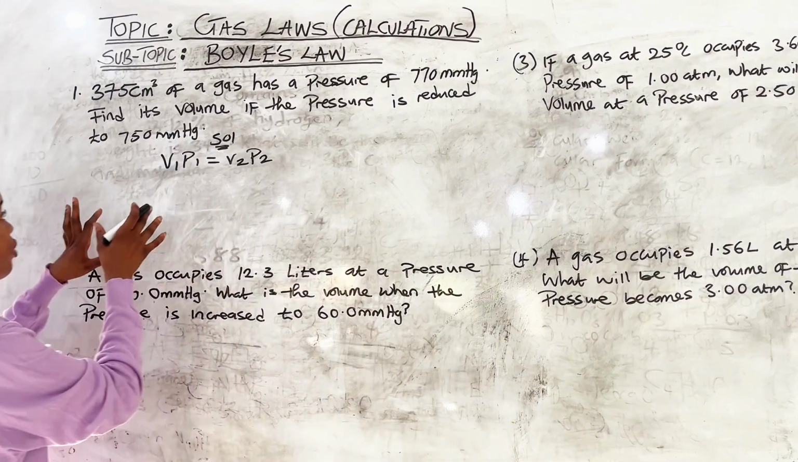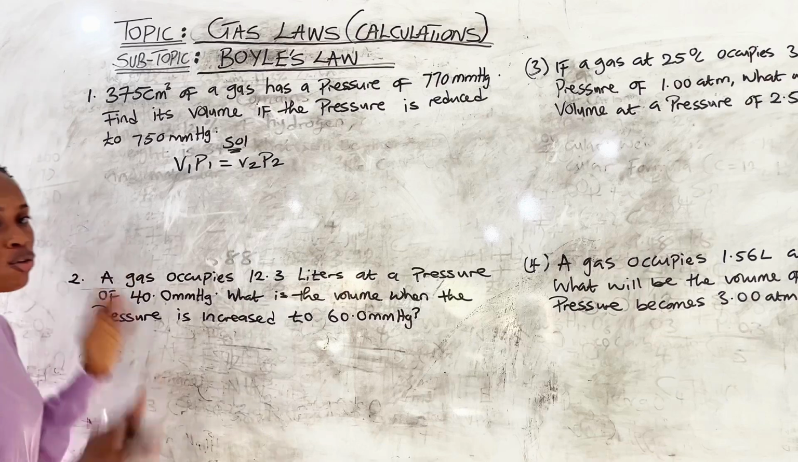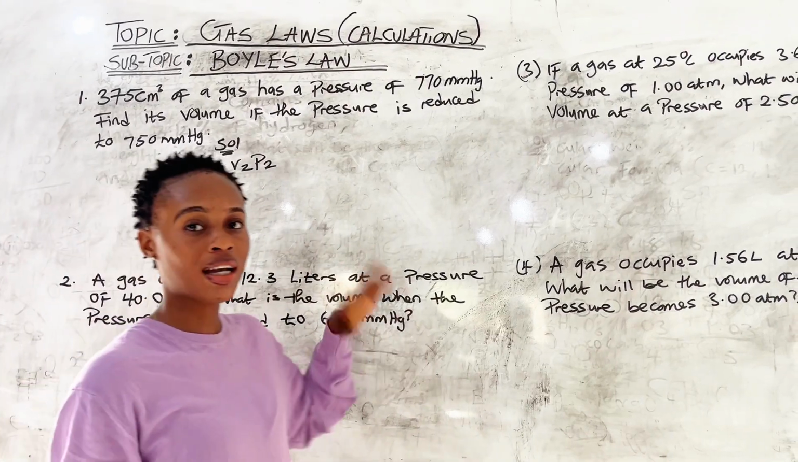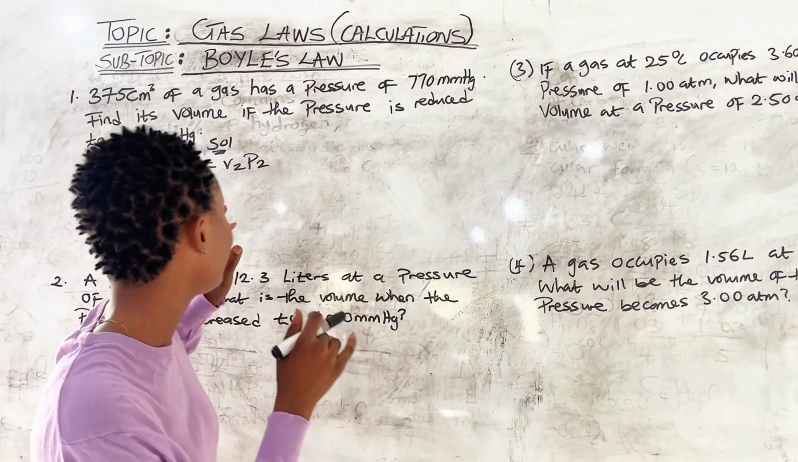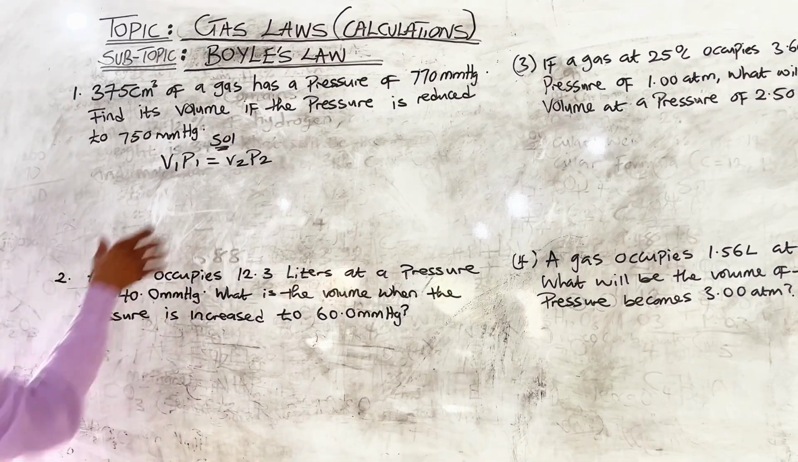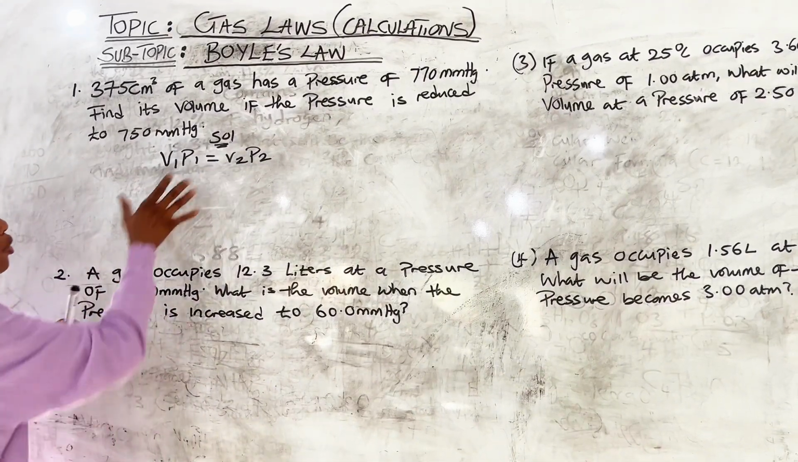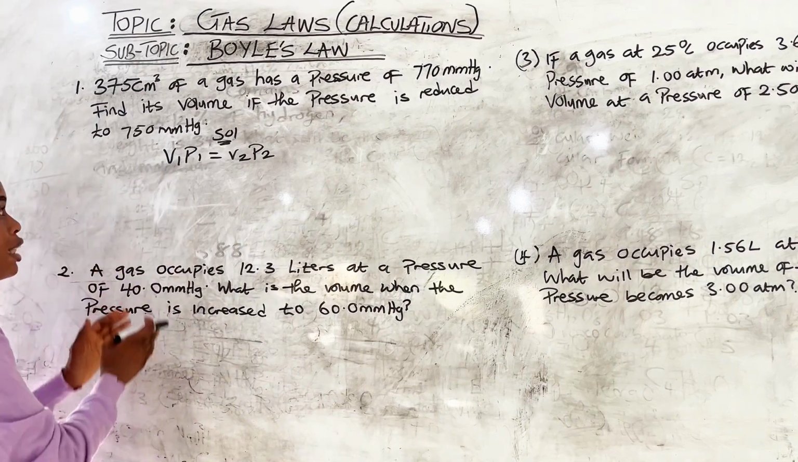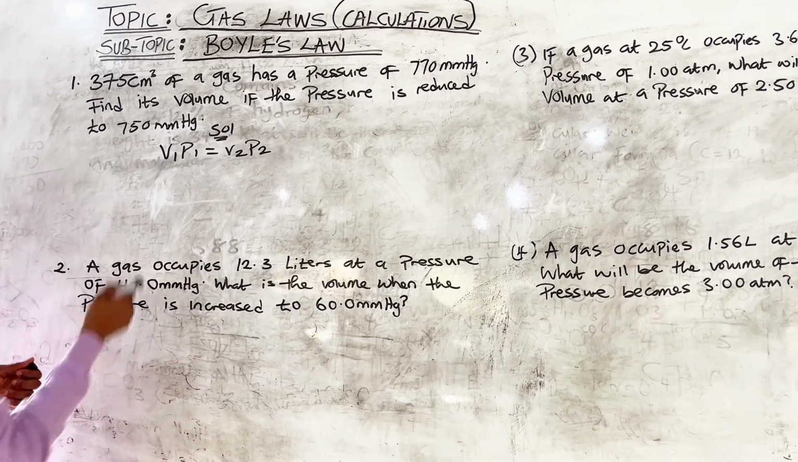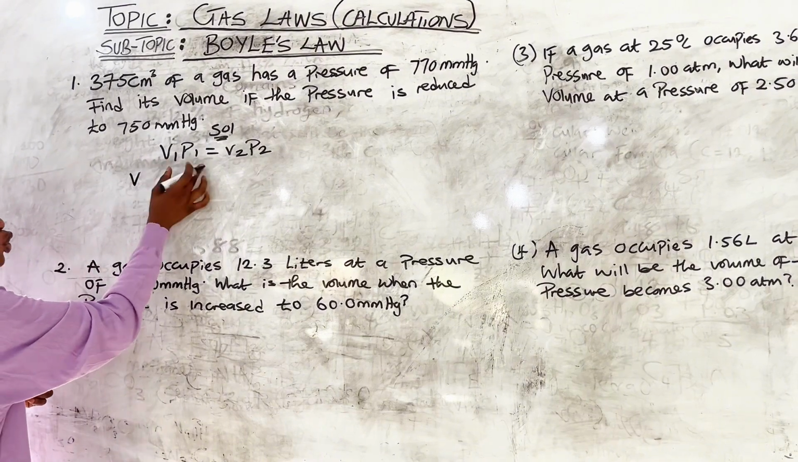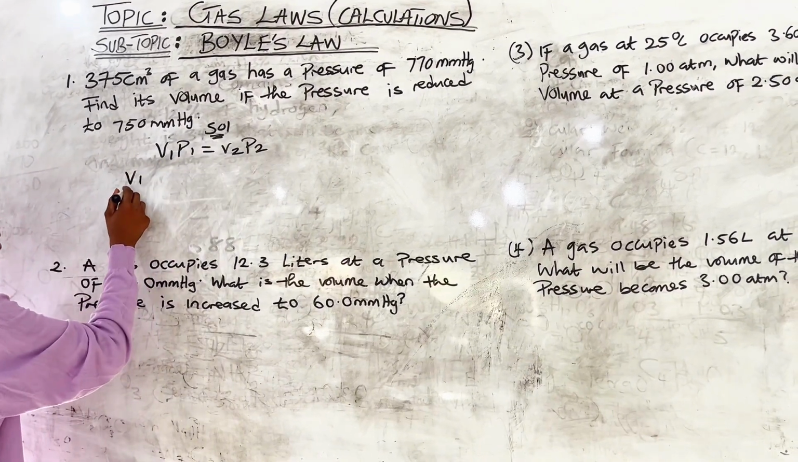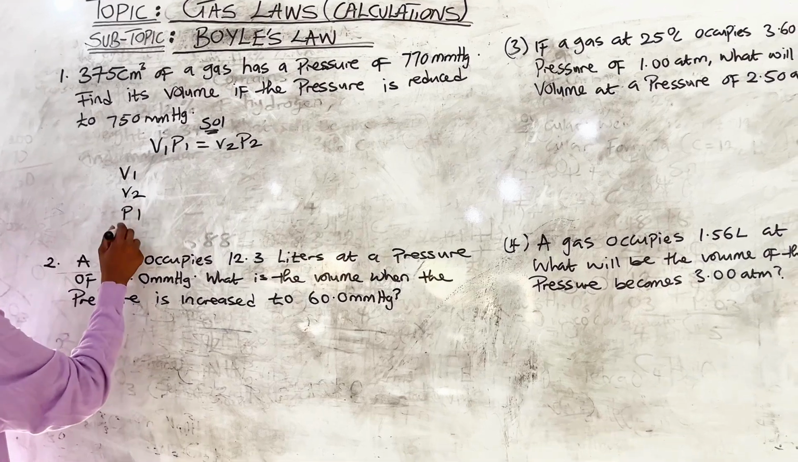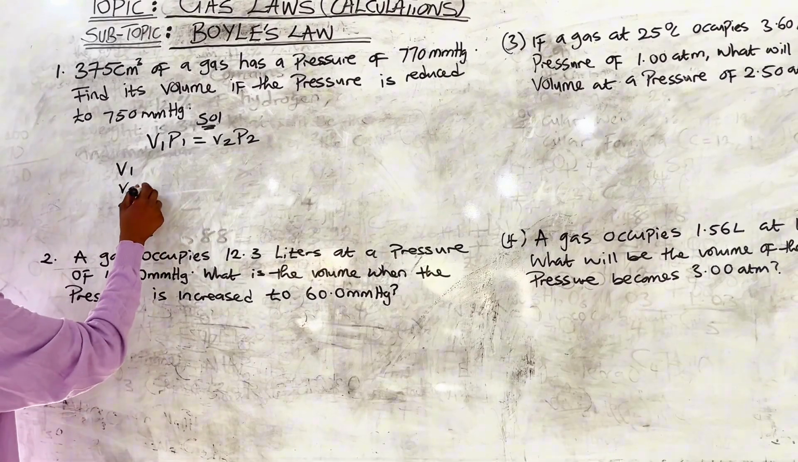So the first thing when you are solving any calculation, I always advise that you write your formula first. When you write your formula, it makes everything easy on the eyes. So this is our formula for Boyle's law. Now that we have written our formula, the next thing I advise is that you write out your prerequisites, that is your values, so I want to substitute them. So V1, V2, P1, P2. These are your values.